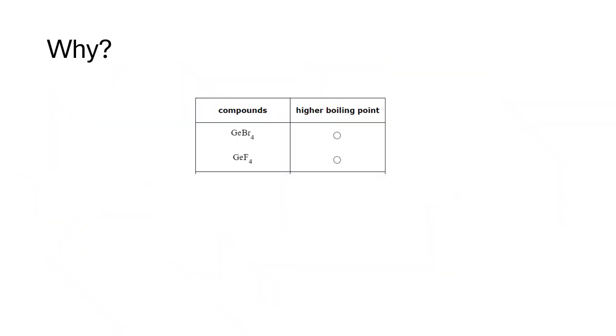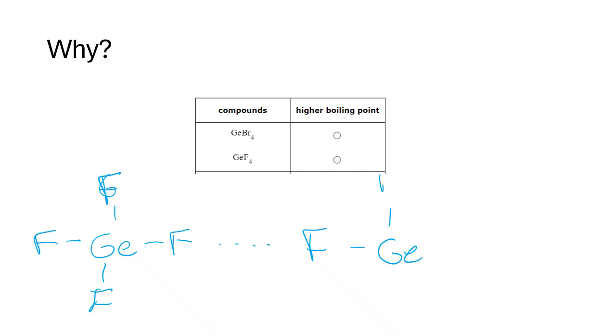And that has to do with the fact that if something wants to evaporate or boil, so just GeF4, if there's an attraction between the two, like right here, that has to break for it to break further apart or for it to evaporate.